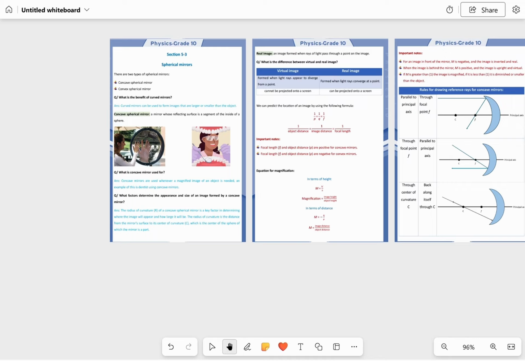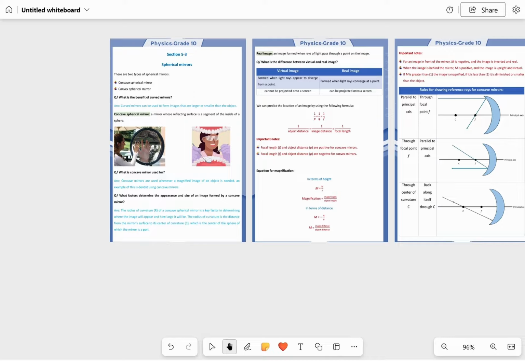We have spherical mirrors. Very basically we're going to explain them. We don't have to go into the detail of each of them. There are two types of spherical mirrors. We have concave mirrors and we have convex mirrors. Concave mirrors are called converging mirrors. It means that light rays are going to be converged or collected at one point. For convex mirrors, light rays are going to be diverged. It means they're going to spread out. They're not going to be collected at one point.